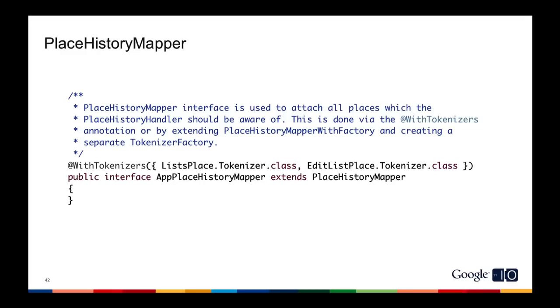The place history mapper is the interface that you extend, and there's also a factory version of this called place history mapper with factory. And if your tokenizers require arguments in their constructors, then you'll need to use the factory version instead of this interface.